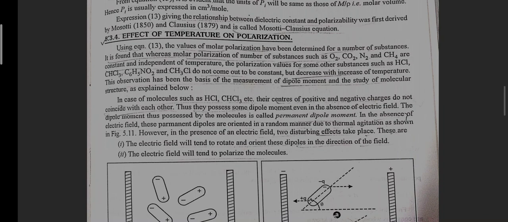Using the Mossotti-Clausius equation, the value of molar polarization has been determined for a number of substances. It is found that whereas molar polarization of a number of substances such as O2, CO2, N2 and CH4 are constant and independent of temperature, the polarization values for some other substances such as HCl, CHCl3, C6H5NO2 and CH3Cl do not come out to be constant but decrease with increase of temperature. This observation has been the basis of the measurement of dipole moment and the study of molecular structure as explained below.